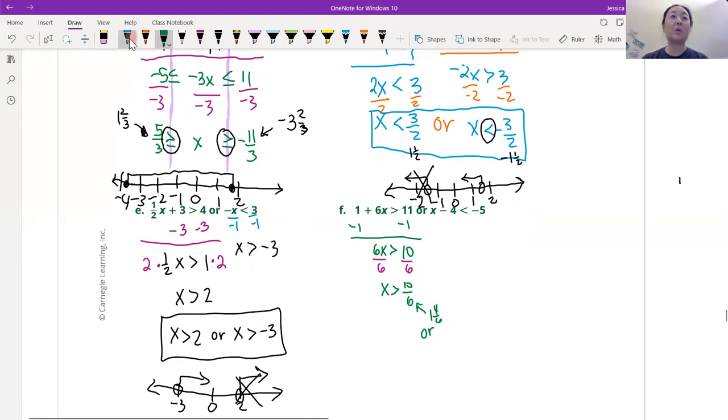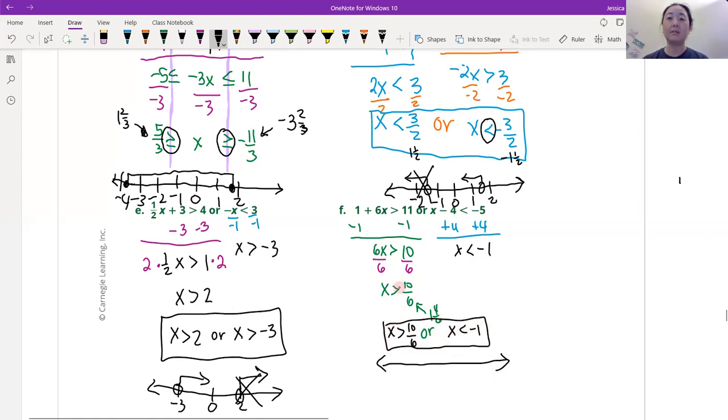And then let's try the next one. This is going to be +4 on both sides. So we get x is less than -1. All right, so let's try this out. Oh, we didn't write the or. So x is greater than 10 over 6, or x is less than -1. That would be our answer, just like that.